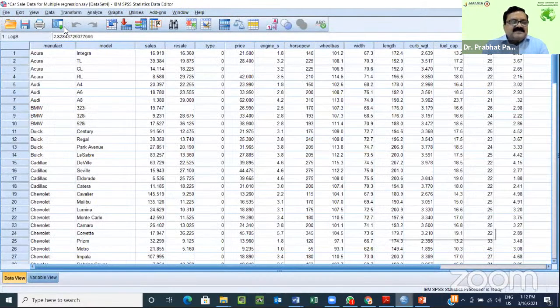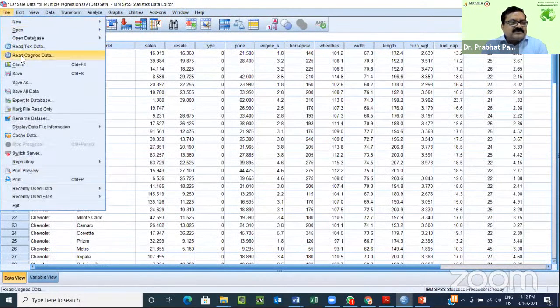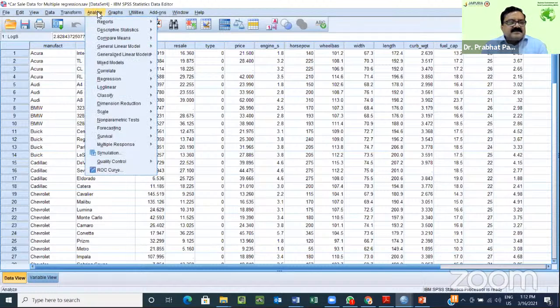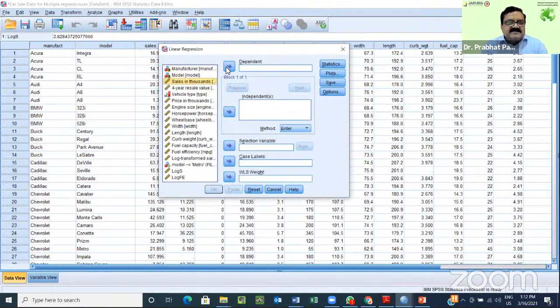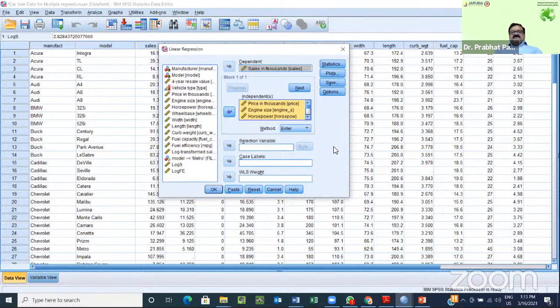Let's go back to the car sale. So now what I'm doing is that I'm going to go to analyze. We're going to regression, going to linear, and I'm saying, okay, sales in 1,000 is a function of price, engine size, horsepower, wheelbase, width, length, curb weight, fuel capacity, fuel efficiency. So I'm taking all these factors as determinants of car sales, right? So this is what I'm trying to do over here. So you say I'm building a multiple regression model. Is that clear?